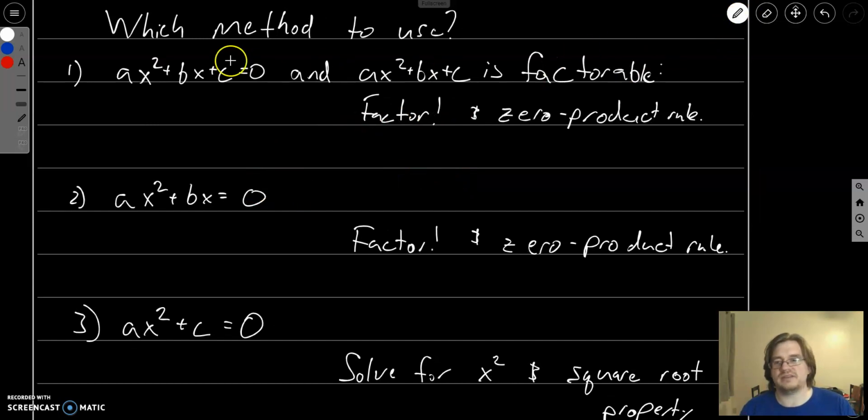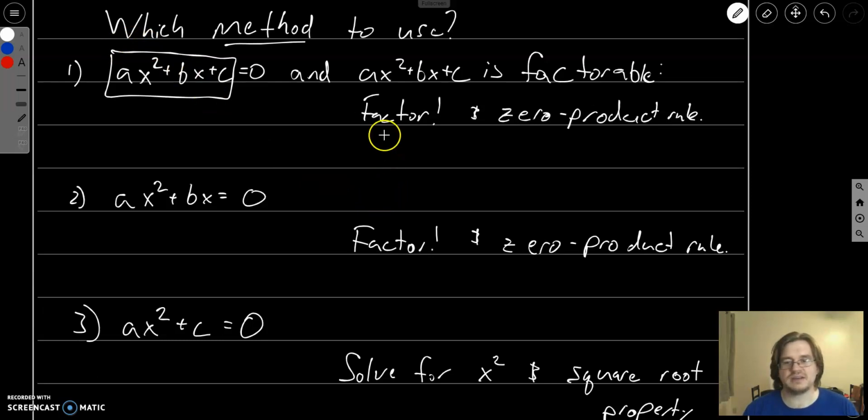So what method should we use in general? Well, if ax squared plus bx plus c is factorable, and you notice, oh hey, I can factor that right away, then factor it and it'll be easy. If you're in the situation where you have ax squared plus bx is equal to 0, well, you can pull an x out of this and you can factor right away. So again, you can just factor. When things are factorable, most of the time it's easy to just factor.